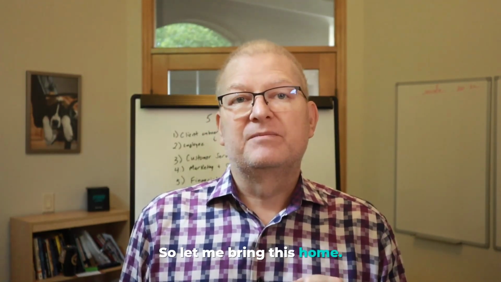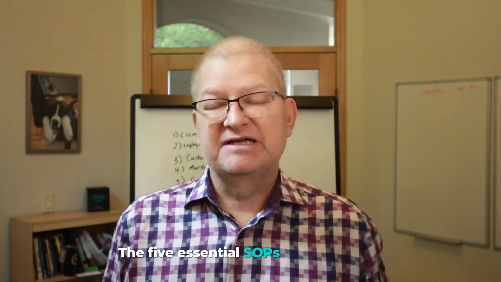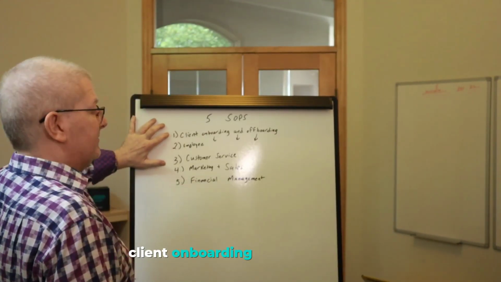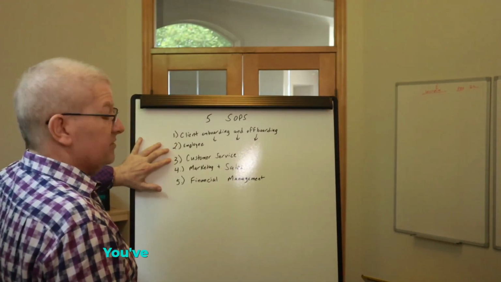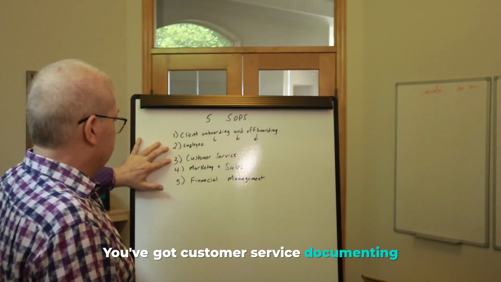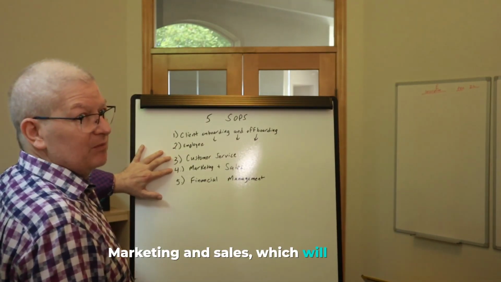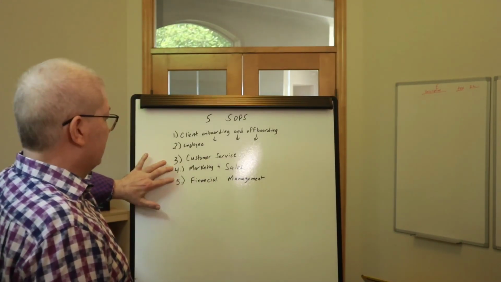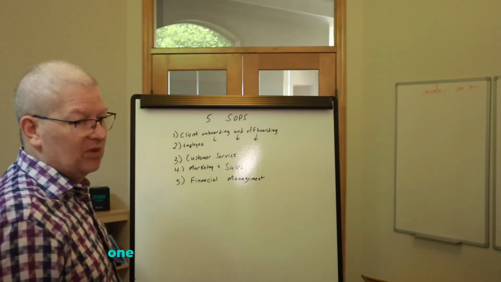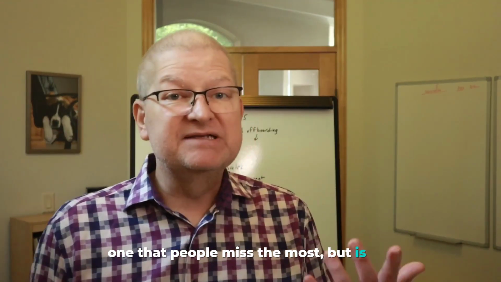So let me bring this home. The 5 essential SOPs are: you've got client onboarding and offboarding. You've got employee onboarding and offboarding. You've got customer service, documenting that. Marketing and sales, which will probably end up being your biggest SOP because there's going to be so much going on there. Number 5, financial management is the one that people miss the most, but is the most important.